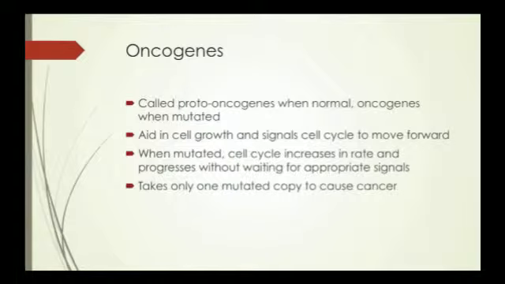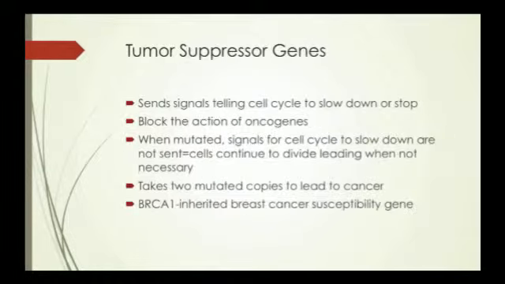We have 2 copies of each gene. If even 1 copy of an oncogene gets mutated, then it leads to cancer. Tumor suppressor genes send signals that tell the cell cycle to slow down or stop entirely. So basically they counteract the oncogenes. When the suppressor genes get mutated, the signals are not sent, so the cells continue to divide because nothing is telling them to stop. So 2 copies need to be mutated for a tumor suppressor gene to cause cancer.